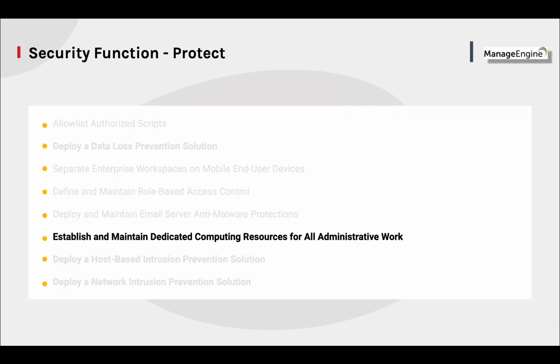Establish and maintain dedicated computer resources for all administrative work. So you need to have a dedicated computer resource. This was a control that was discussed multiple times in CIS version 7.1. You need to have a dedicated account for administrative tasks, or a dedicated computer resource for doing administrative tasks.